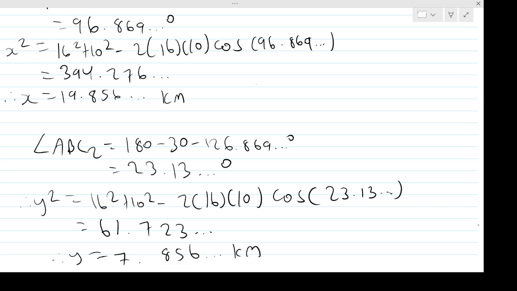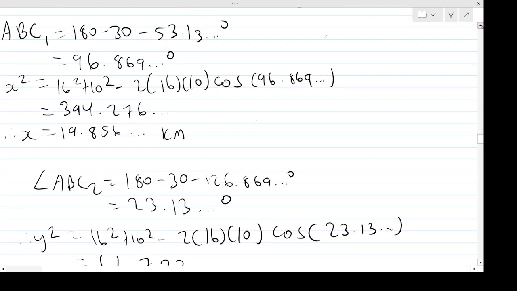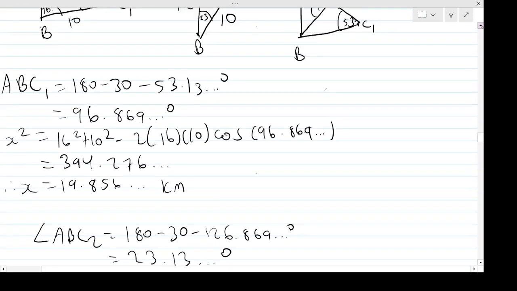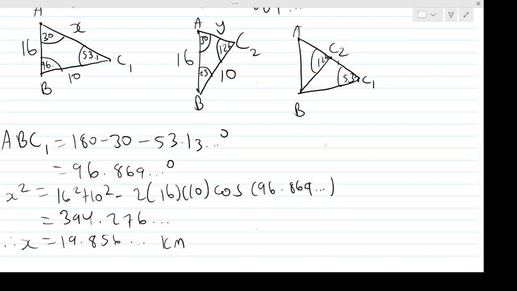Okay, right. So then, I've got these two distances then. So x is this 19.8, right? And the y was this 7.8, or 7.9 if I round it. So I've got the distances between A and C1 and C2, but it wants me to work out the distance between the two points of C.